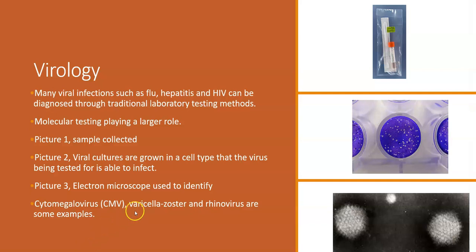And the lower picture is the electron microscope, which is used to identify viruses. Every virus has a different morphology. And the individuals who do electron microscopy, this is what they do day in, day out, 8 hours a day, 5 days a week, because there are so many viruses out there, and you really have to have the ability to look for specific small differences in order to classify a virus. Cytomegalovirus, varicella zoster, and rhinoviruses are some examples that may be grown in culture.